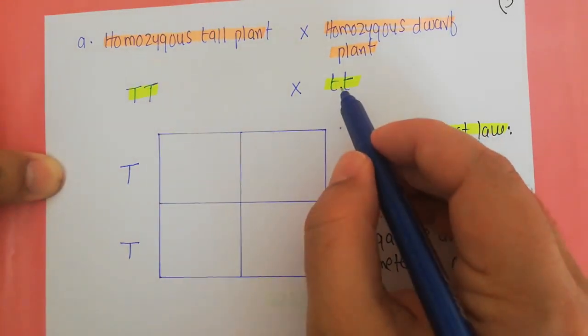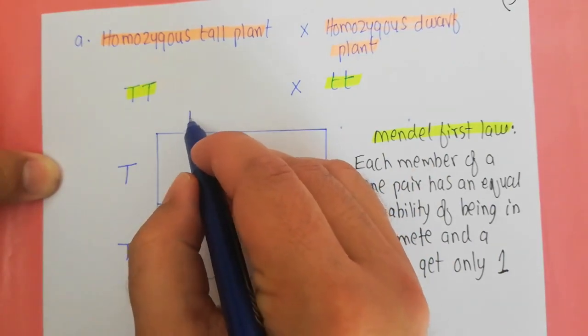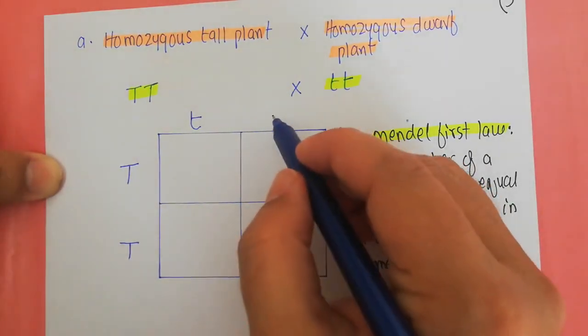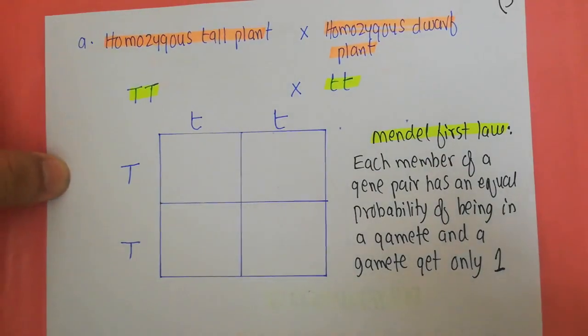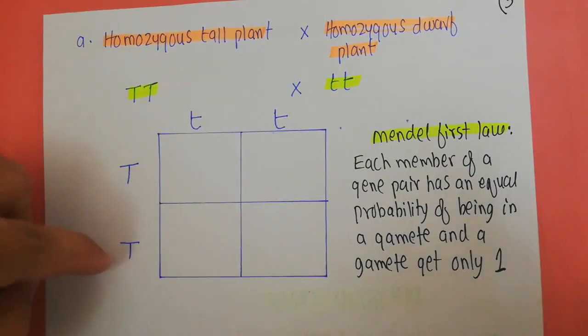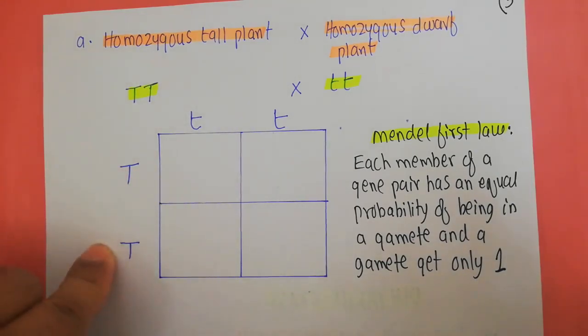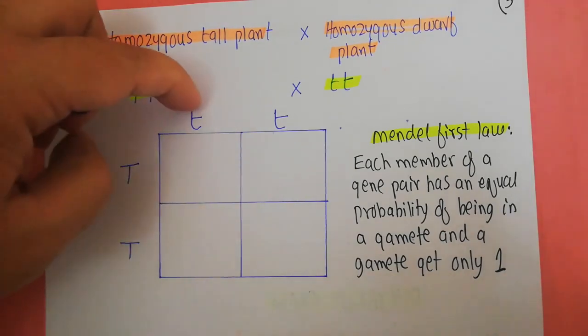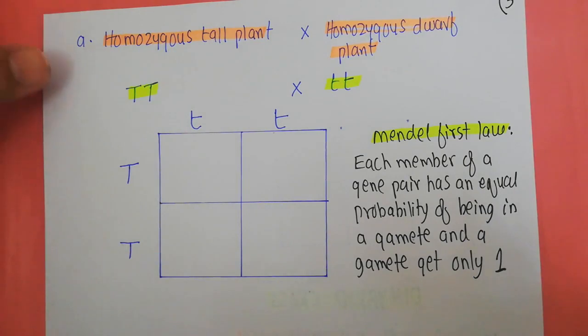Same will be the case for this particular parent: during gamete formation, one of the members goes into one gamete and the other member goes into the other gamete. As I've told you, the outside of the Punnett square shows you the product of meiosis, that means the gametes. So this side shows you the gametes of one parent, the upper side shows you the gametes of the other parent.